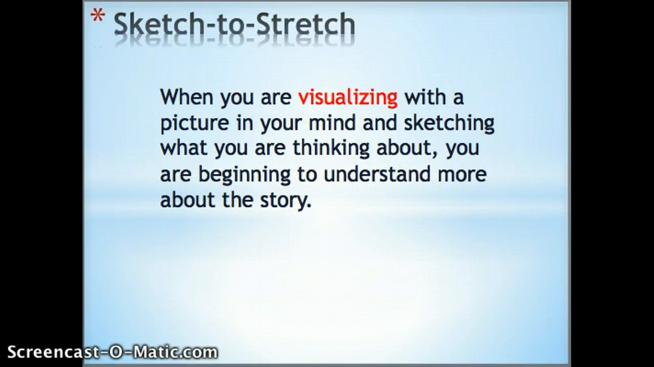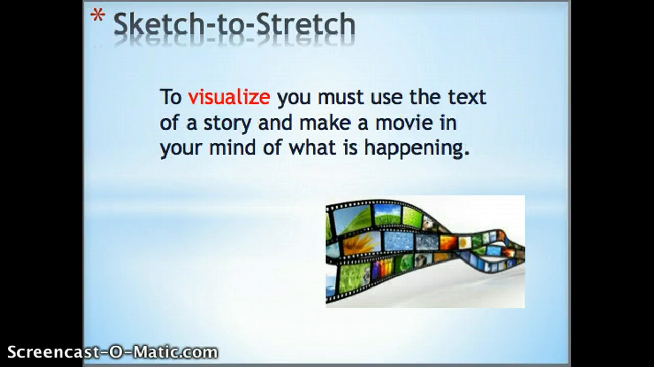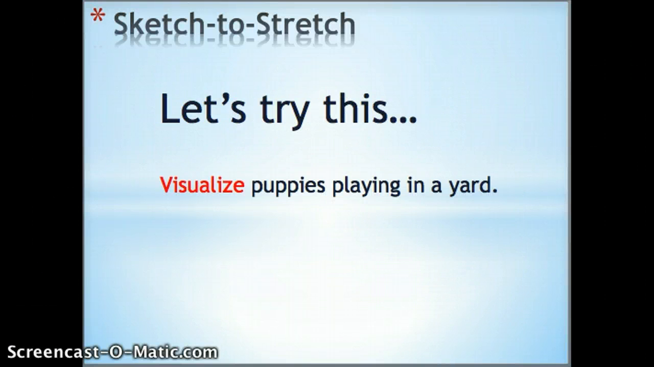If you can see in your mind what you're reading, you have a better chance of understanding what's going on in the book. So when you're visualizing with a picture in your mind and sketching what you are thinking about, you are beginning to understand more about the story. It makes the story more concrete in your mind. An example is that to visualize, you must use the text of a story and make a movie playing in your mind of what is happening in the story.